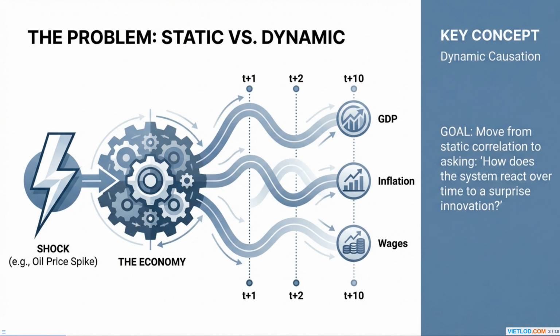We want to see the movie of the economy, tracing the effects of this shock on crucial variables like GDP, inflation, and wages at different time horizons, such as 1 period later, T+1, 2 periods later, T+2, or even 10 periods later, T+10. This dynamic perspective is crucial for understanding economic policy and forecasting.